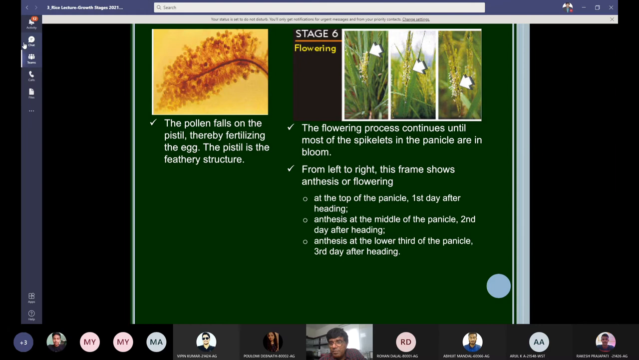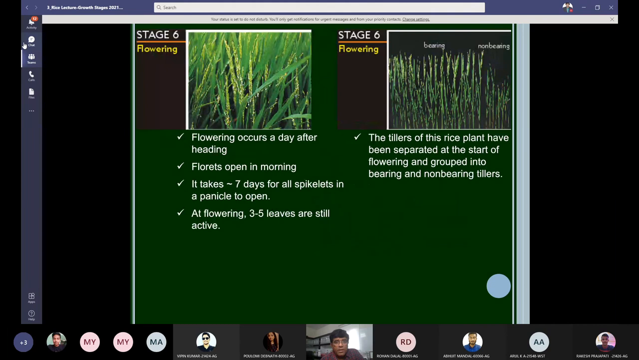So the flowering process continues until most of the spikelets in the panicle are in bloom. From left to right, you can see the top of the panicle on the first day after heading. So this is the scene for the first day. And the middle part, you can see, is the scene on the second day after heading. And anthesis at the lower third of the panicle is on the third day after heading. So this is happening in progression from top to bottom of the panicle. Now, flowering occurs a day after heading.